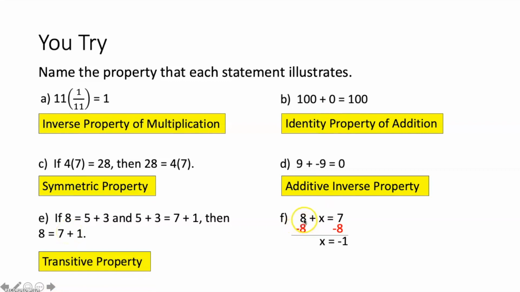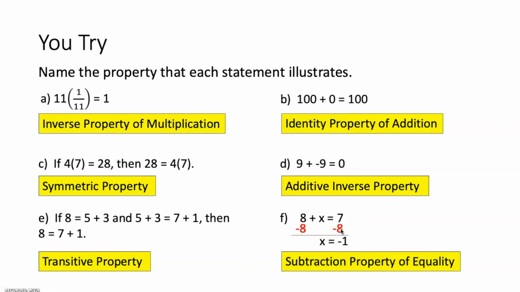Part F, we have 8 plus x is equal to 7. And we are subtracting 8 on both sides of the equation to get x is equal to -1. We solved for x. Anytime you do something to both sides of an equation, that's a property of equality. And since we subtracted 8 on both sides, that would be the subtraction property of equality.